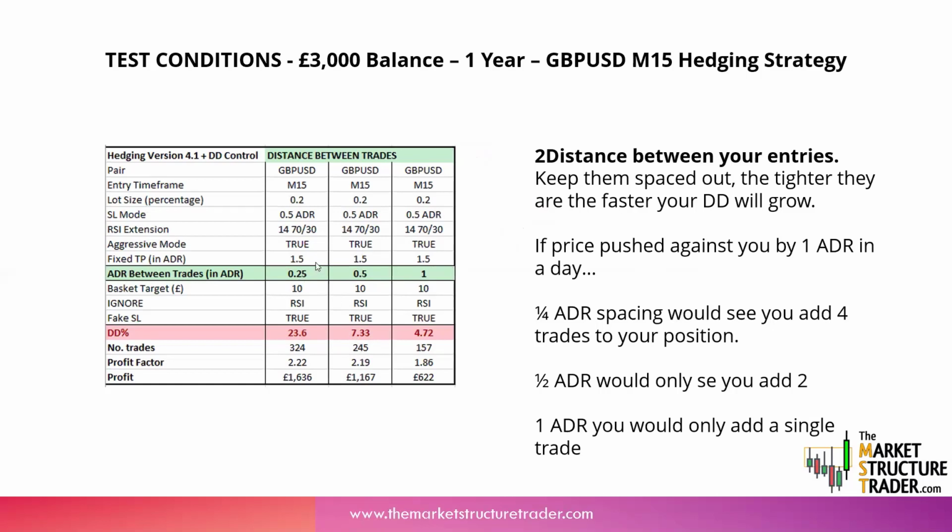So we took our entries twice as far apart, which means we're taking half as many entries at least, and then that dropped down dramatically. You see the number of trades here as well, 324 trades taken there with a quarter of an ADR, 245 with a half an ADR, and 157 with 1 ADR. So obviously the further out we space our trades, the less of them we're going to take, waiting for that move to come back into our direction. Same targets, all made a profit.